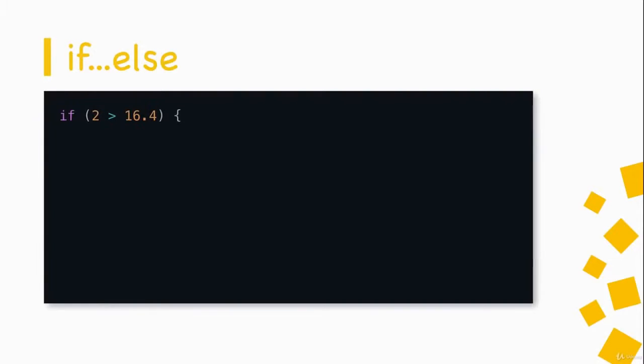So first, we start off with a simple if statement. In this case, the condition is if 2 is bigger than 16.4. Now we know that 2 is not bigger than 16.4, so this will return false, and the code inside the if block will actually not run. But let's go with it. So if 2 is bigger than 16.4, then we will log to the console the string 2 is bigger than 16.4. So console.log 2 is bigger than 16.4.